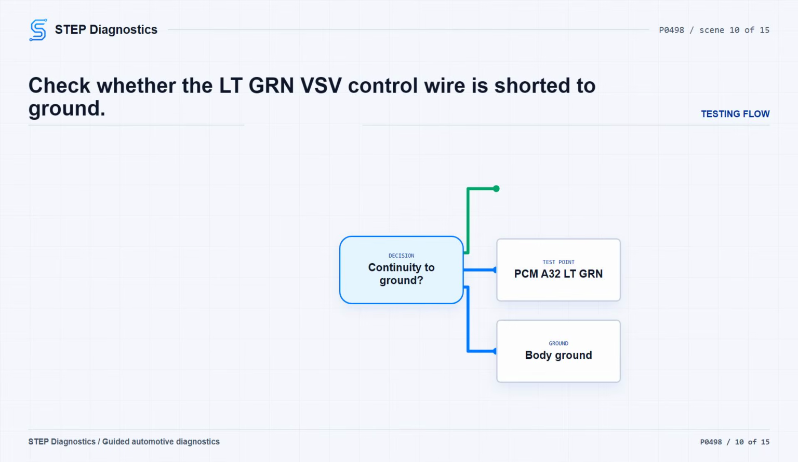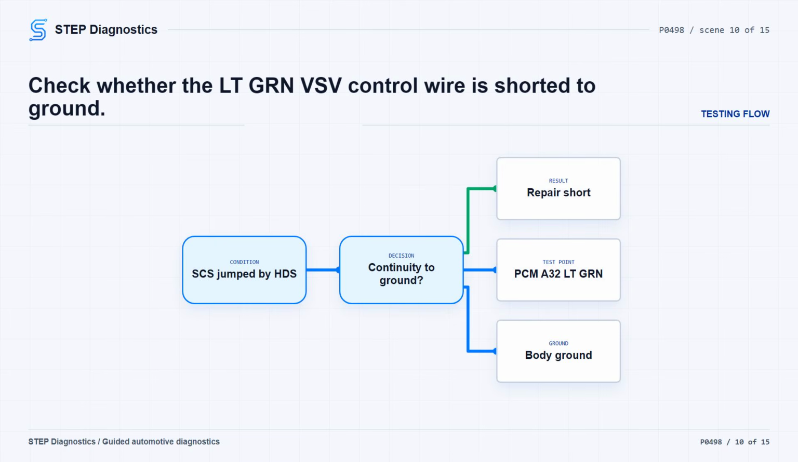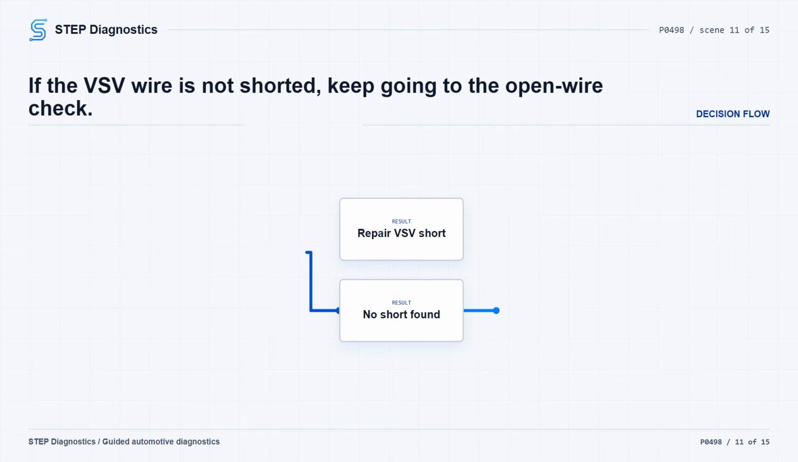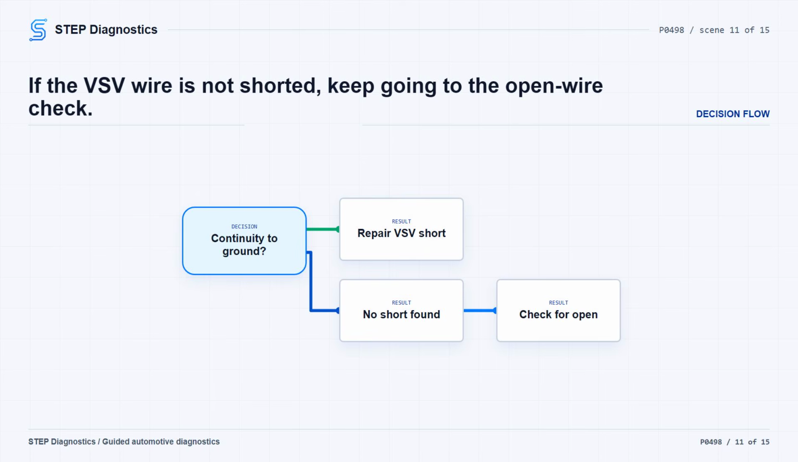For the VSV line short check, jump the SCS line with the HDS, disconnect PCM connector A, the 51P connector, and keep the vent shut valve 2P connector disconnected with the ignition OFF. Check continuity between PCM connector A 51P terminal No. 32, the LTGRN wire, and body ground. If there is continuity, repair the short in the VSV wire between the EVAP canister vent shut valve and the PCM at A32. If there is no continuity, go on to the open wire check for that same VSV circuit.